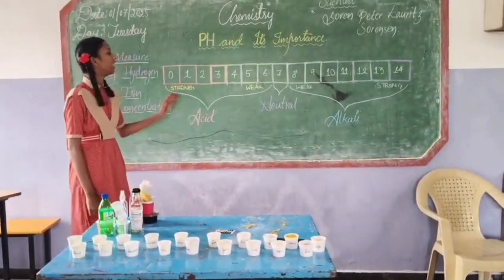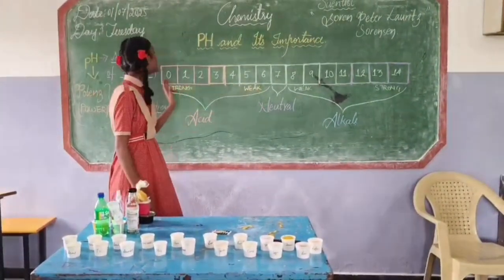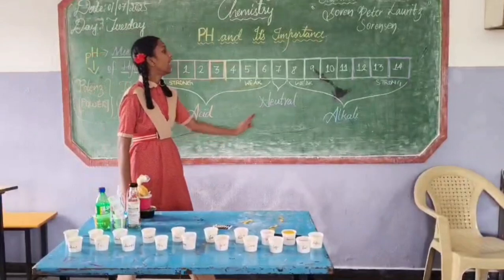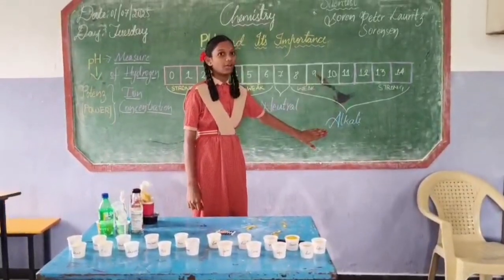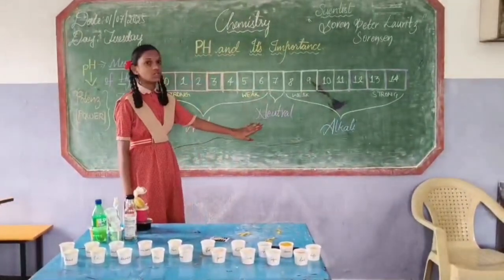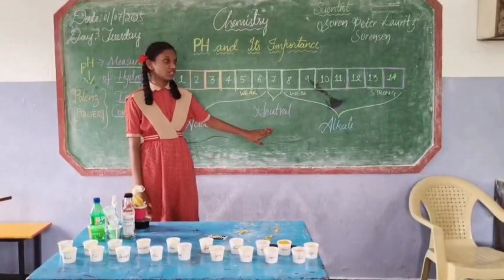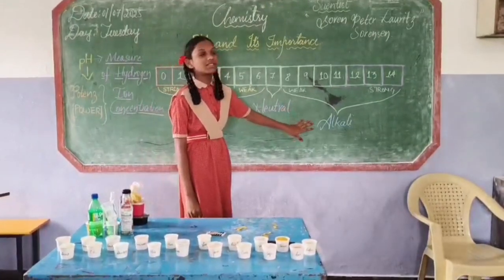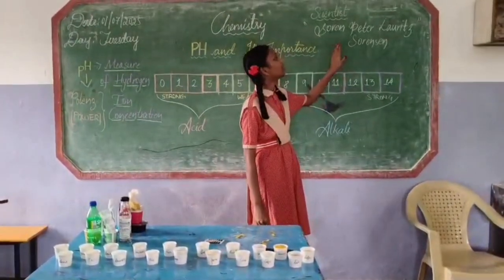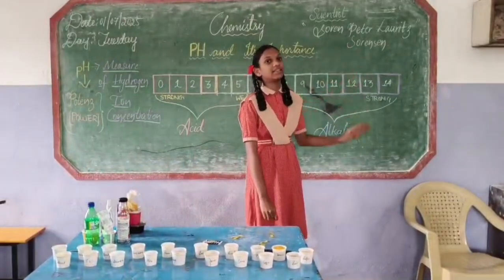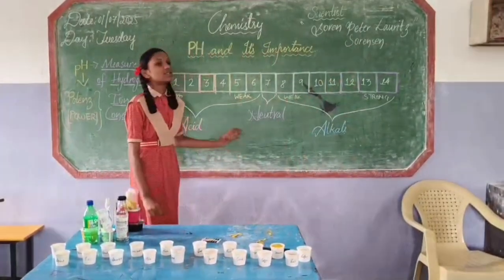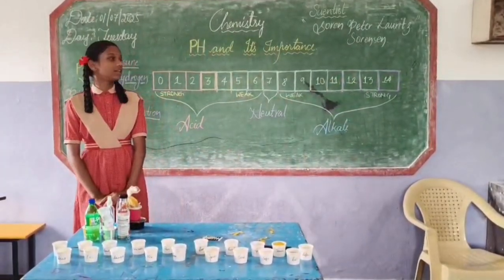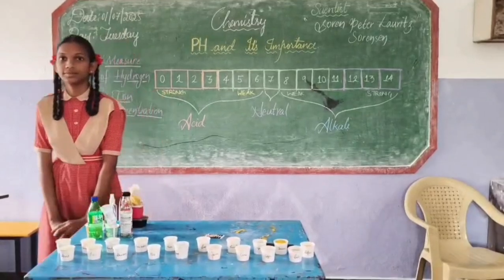The pH scale ranges from 0 to 14, where 0 to 6 are acids and 8 to 14 are alkali or bases. And 7 is neutral, for example pure distilled water. This pH scale was discovered by a scientist called Søren Peter Sørensen in the year 1909. It is used to measure the acidity and basicity of a substance.